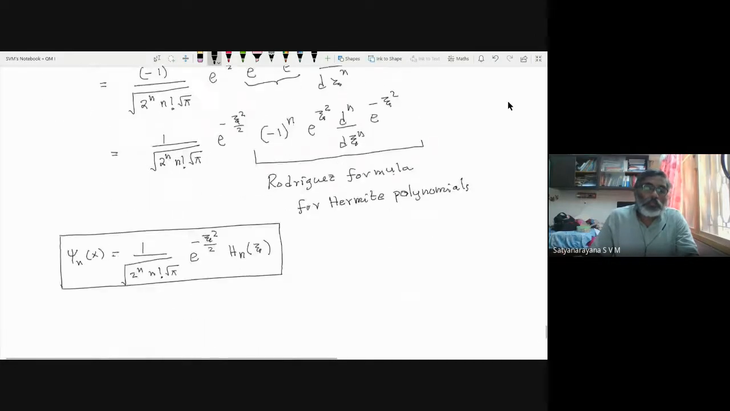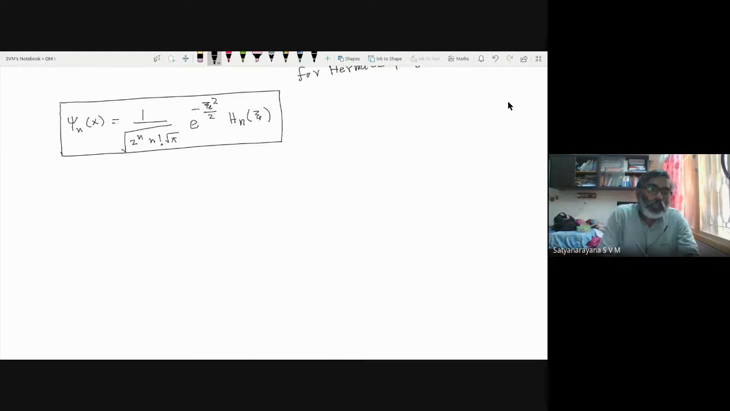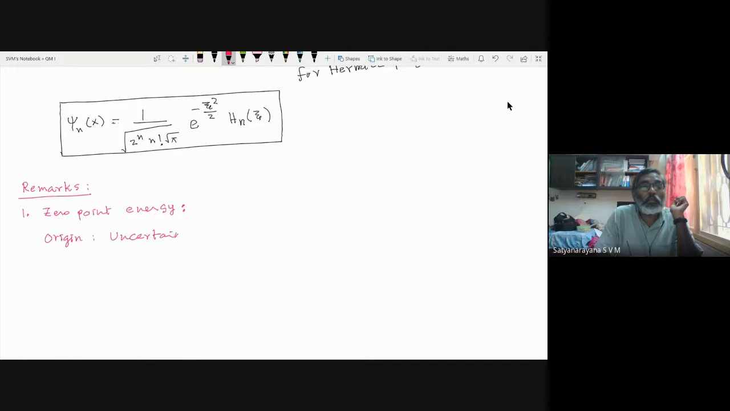Okay, so this is one thing. Now there are certain remarks in this entire thing that I would like to make. So some remarks. The first remark is with respect to zero-point energy. The origin of zero-point energy is the uncertainty in x comma p.